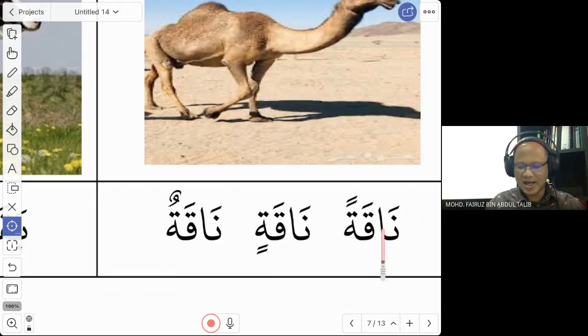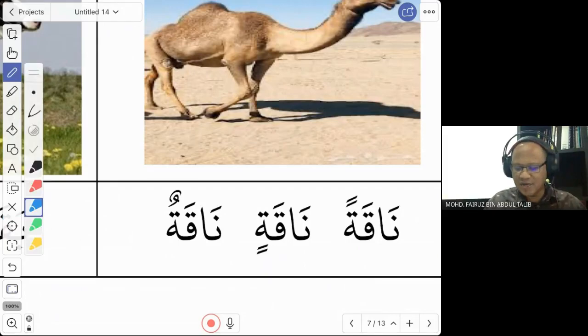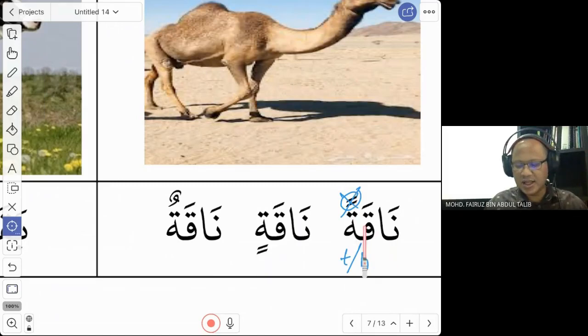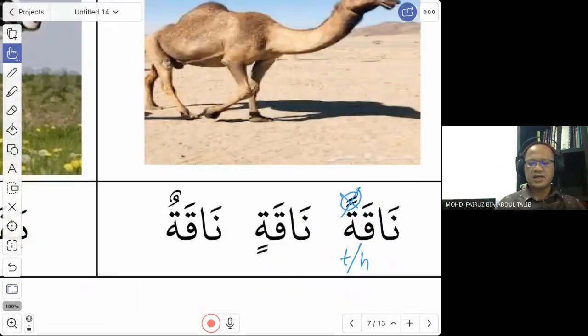So remember this star? You still remember this star? If you read with the symbol, of course, you have to say naqatan with the T sound. But if you skip this, it will become an H sound. That is why we read naqah. So if we read with this symbol, we say naqatan, naqatin, naqatun. But when you skip this, you will just say naqah. This is a naqah, a camel.